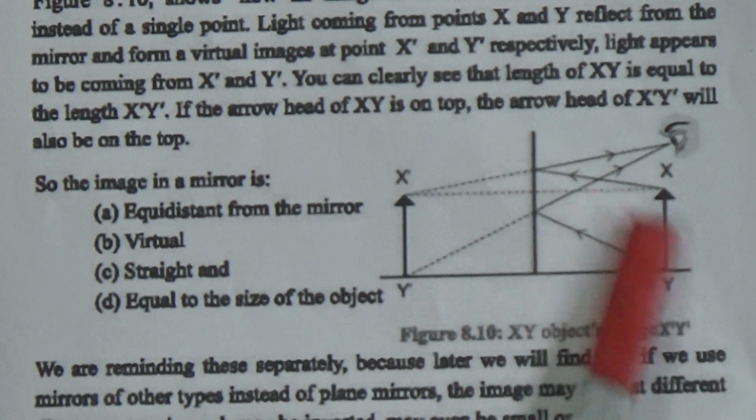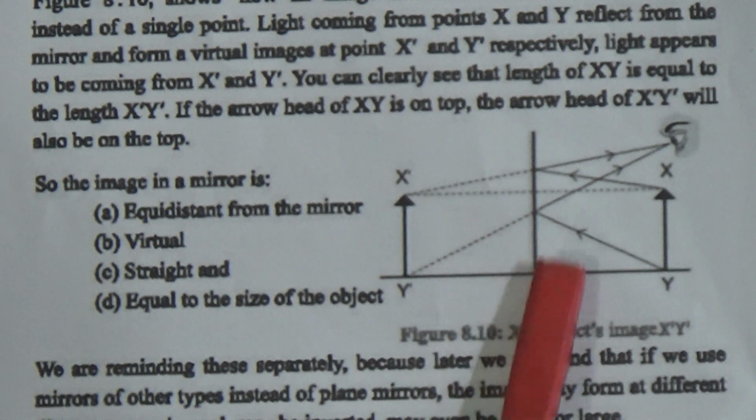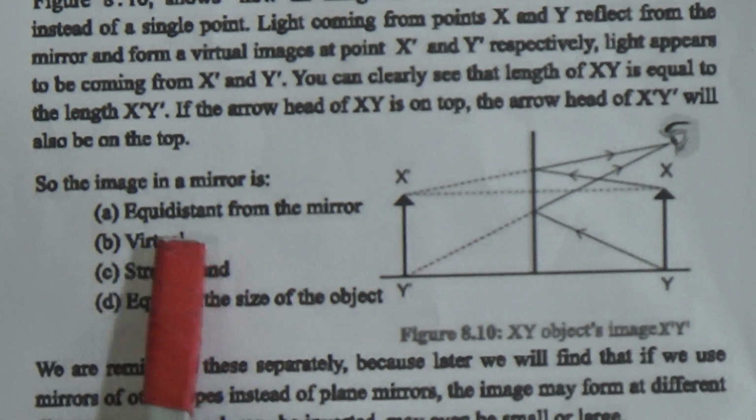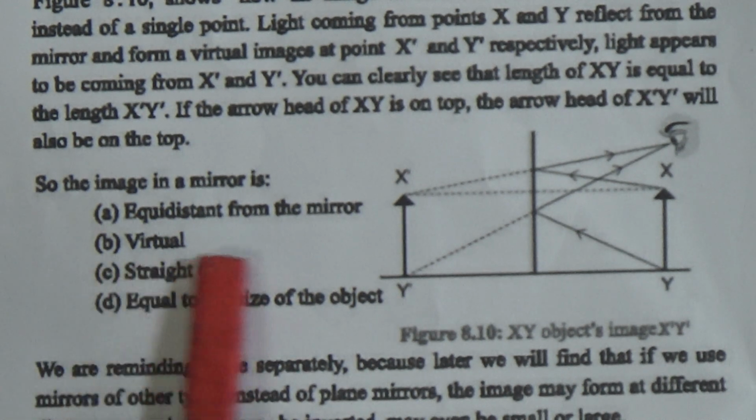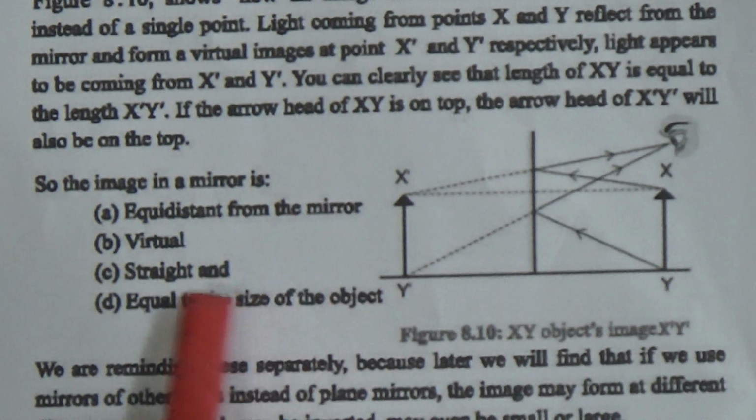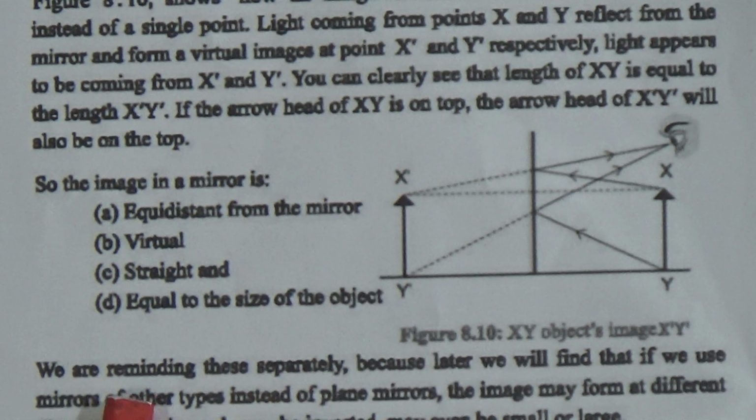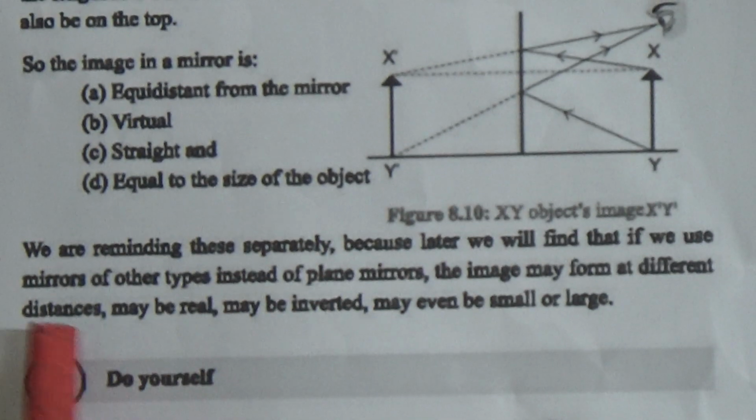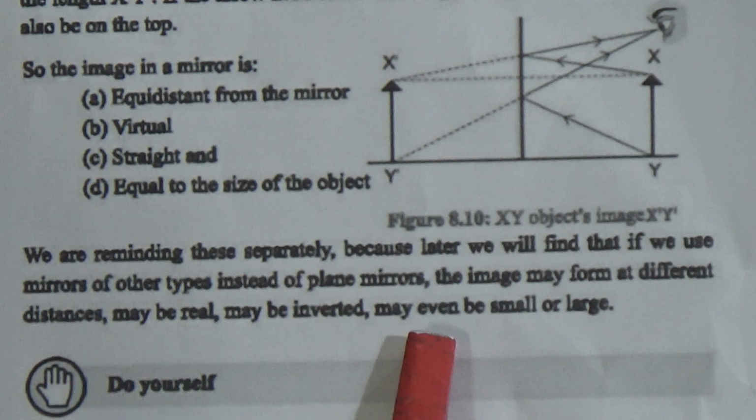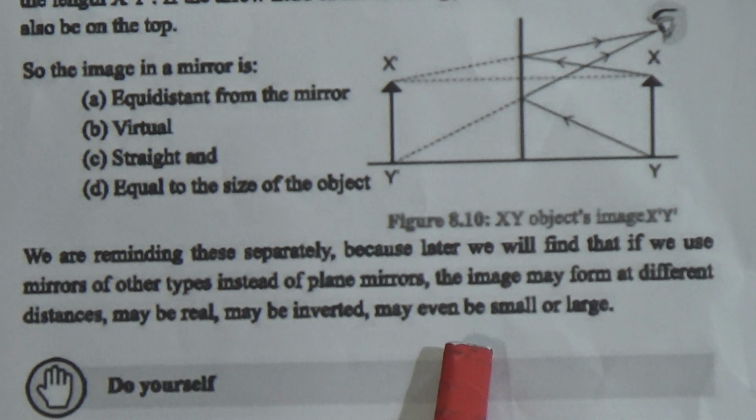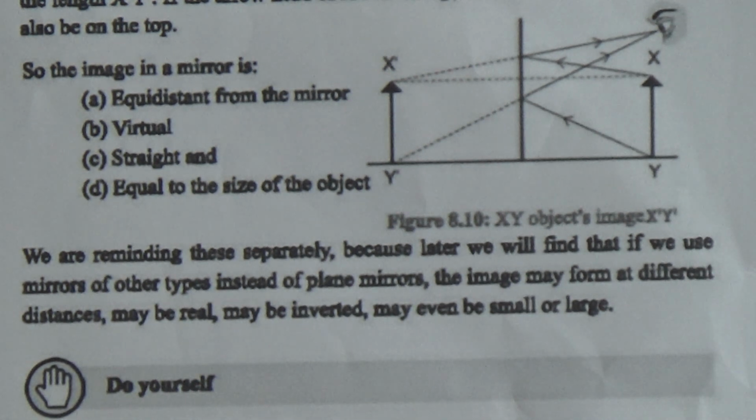That means from this figure we can say that, A, the image in a mirror is equidistant from the mirror; B, this image is virtual; C, this image is erect; and D, it is equal to the size of the object. Now we are reminding this separately, because later we will find that if we use mirrors of other types instead of a plane mirror, the image may form at a different distance, may be real, may be inverted, and may even be small or large.